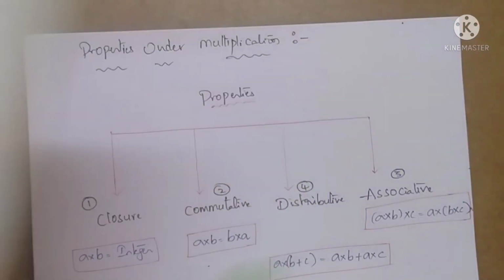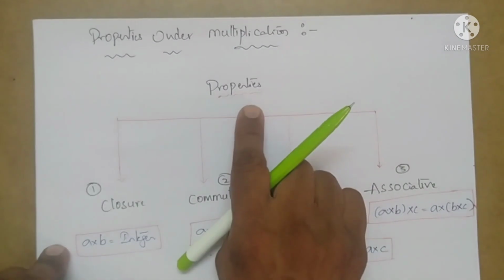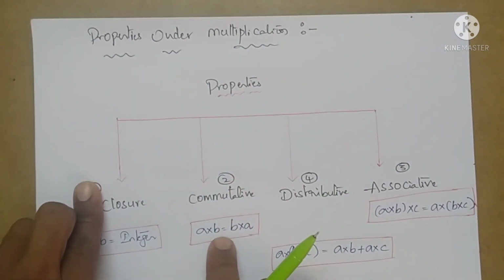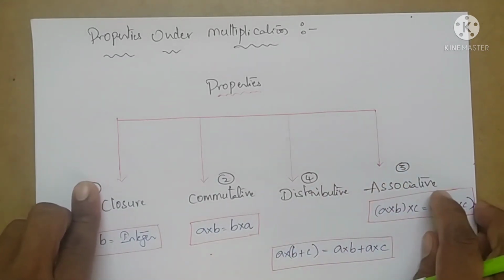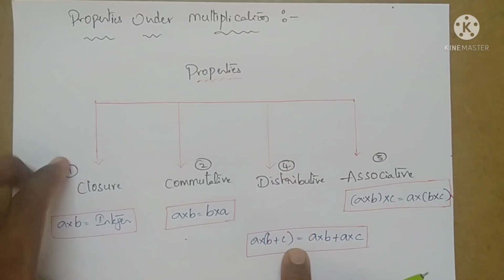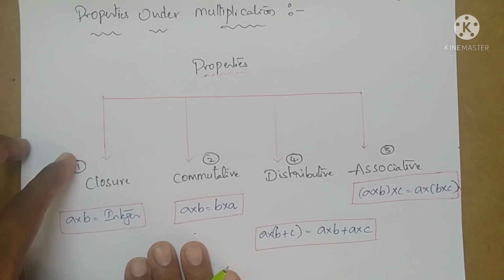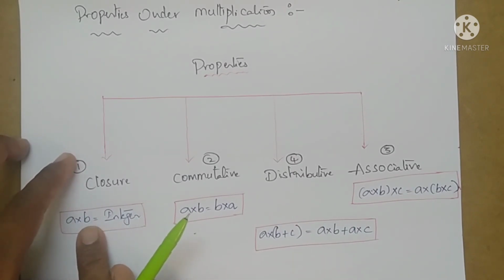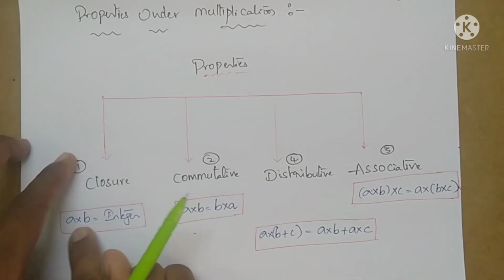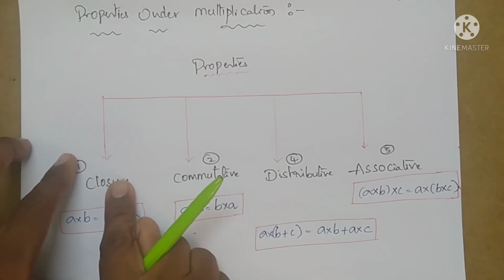Okay, so let us see the properties of integers under multiplication. First one closure, next one commutative, third one associative, and fourth one distributive. So closure: for any two integers a and b, the multiplication of a and b always gives an integer. For any two integers, the multiplication result is also an integer. This is our closure property.